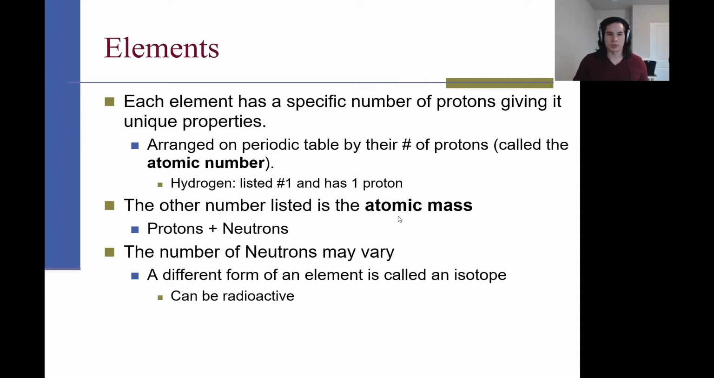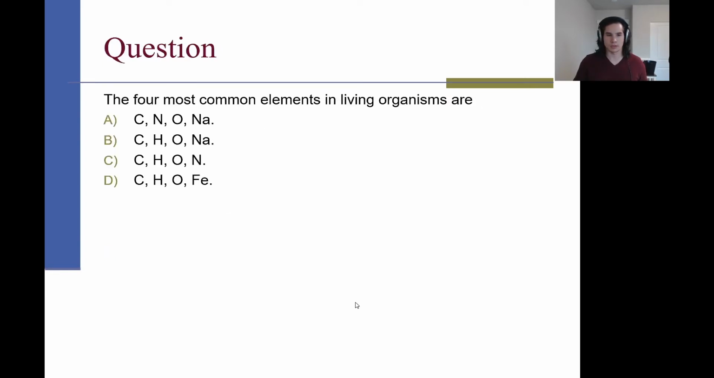And so the other number that's listed is the atomic mass, and the atomic mass is going to be the combined mass of your protons and your neutrons. And the number of neutrons, like I said earlier, may vary between the different atoms. So a different form of an element, we call that an isotope. Sometimes isotopes can be radioactive.